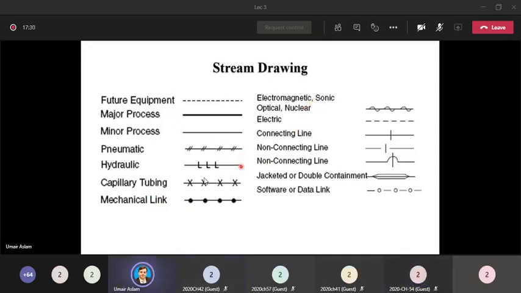Capillary tubing usually represents the tubes of very small diameters. Generally, these tubes are present where there is a control loop. So, jahan pe bahut small diameter ki tube use ho rahi hai, wahan pe hum capillary tubing use karte hain. Aur woh is symbol se represented. Ab exactly iska function kya hoga?